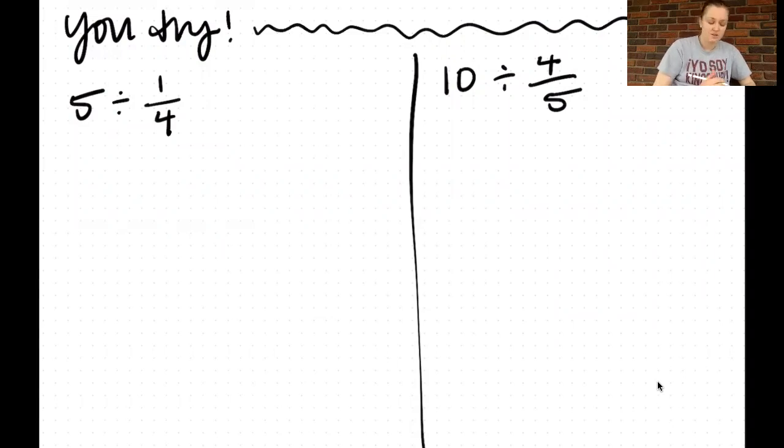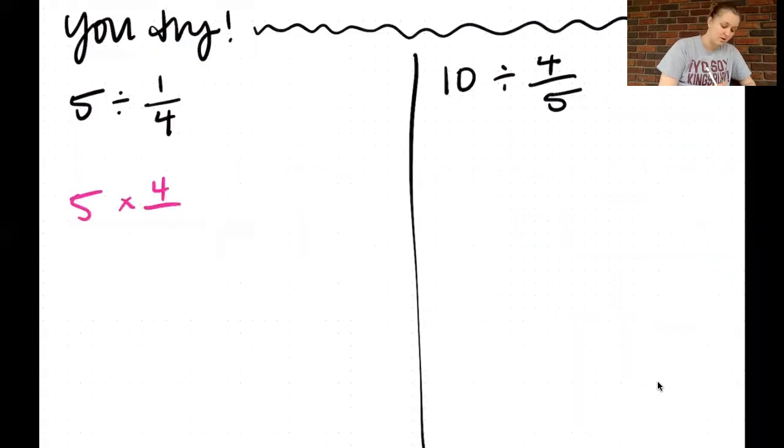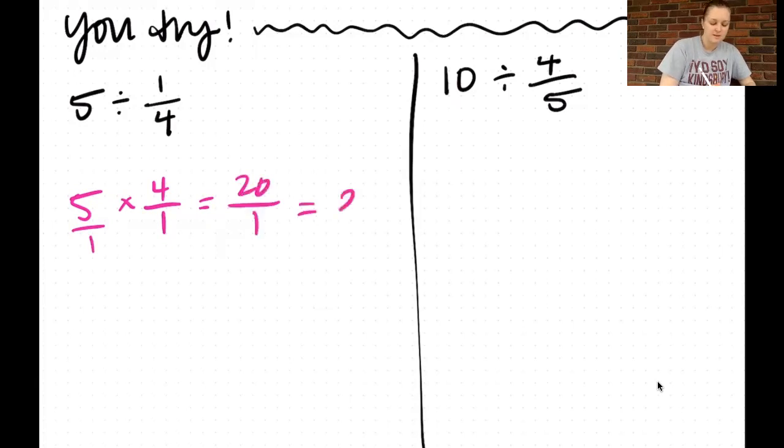And you should be finished. So, same as before, 5, instead of dividing, we're multiplying. The reciprocal of 1/4 is 4 wholes. Just like before, I'm going to go ahead and put that 5 over 1. 5 times 4 is 20. 1 times 1 is 1. 20 wholes is the same as 20.